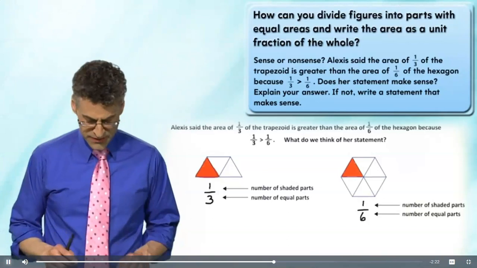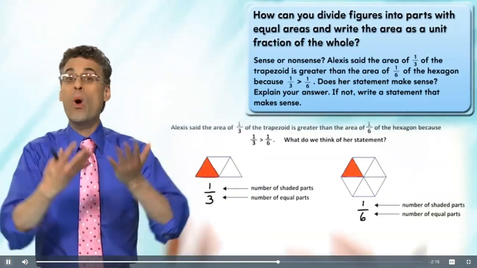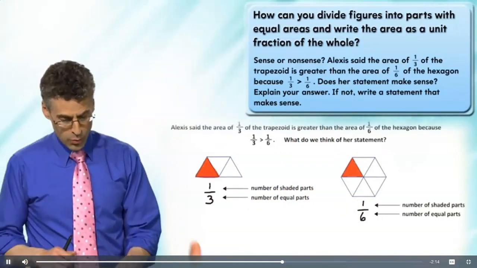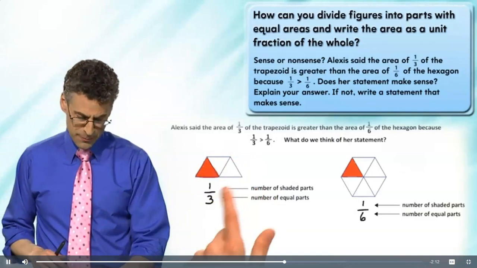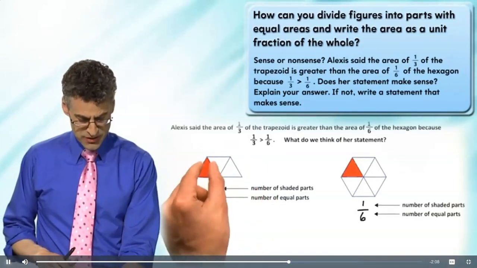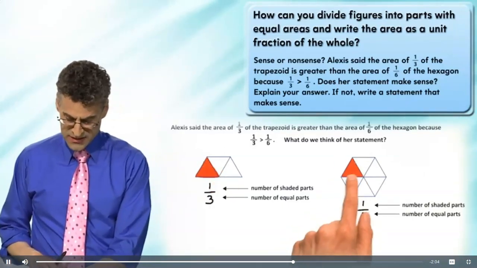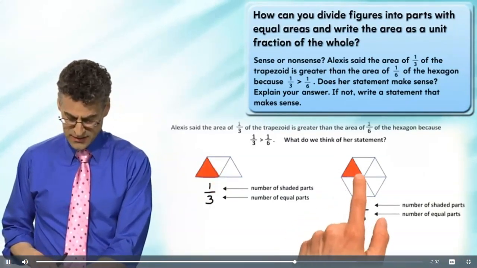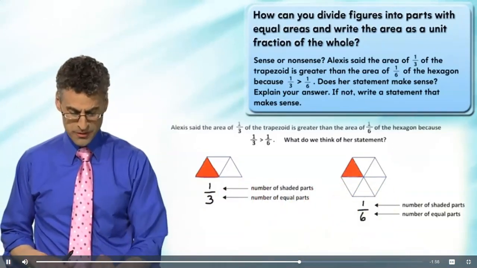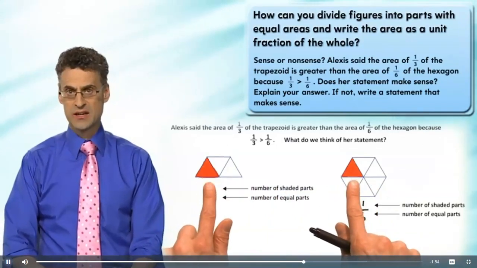Now, if you look at this, you see 1/3 is greater than 1/6, but it's 1/3 of what is greater than 1/6 of what? Well, 1/3 of the trapezoid, you can just see visually, is actually the exact same size as 1/6 of the hexagon. You can just see that, because remember when I dragged that over, they matched up perfectly? So these are actually the exact same shape, exact same size.